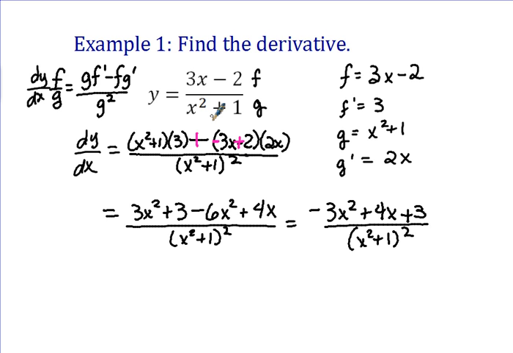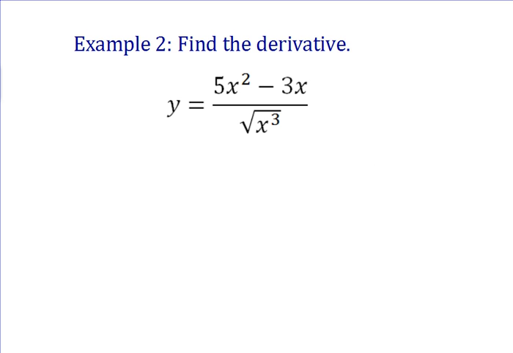Let's look at one more example. 5x squared minus 3x over the square root of x cubed. Now you may remember earlier I did an example using the product rule where we rewrote the denominator as an x with a negative exponent. And you could do that in this example as well, but I'm going to go ahead and use the quotient rule to find this derivative. Remember that my numerator is f, my denominator is g.